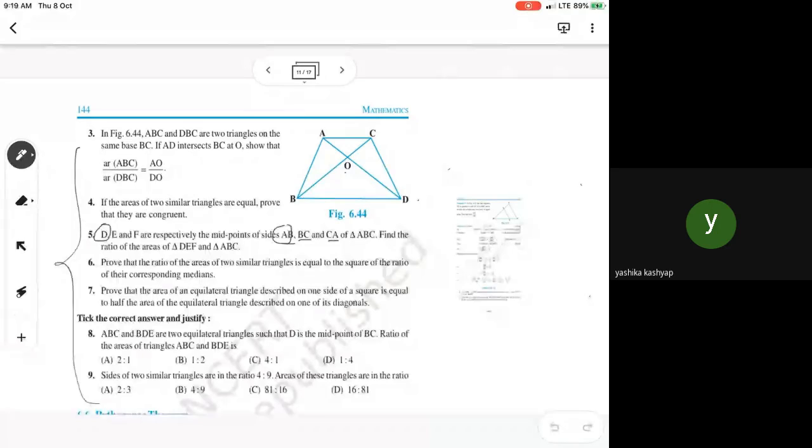See, the fifth problem is complete. Then the sixth and seventh let us discuss here. Prove that the ratio of the areas of two similar triangles is equal to the square of the ratio of their corresponding medians. This is also a very important question here.